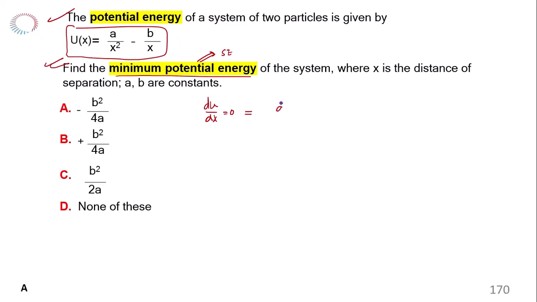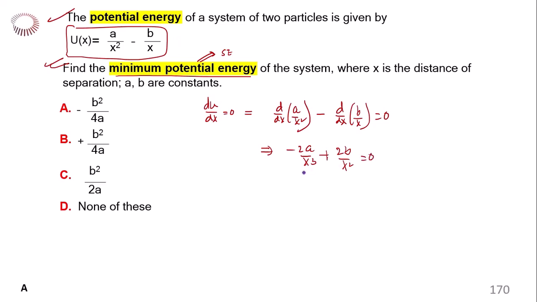So du dx is what? d dx of a by x square minus d dx of b by x, that number should be equal to 0. Okay, d dx of a by x square means a x to the power minus 2, so minus 2a by x cube. And b by x is b x to the minus 1, so minus b by x square, but it becomes plus, so plus b by x square, that number is equal to 0.